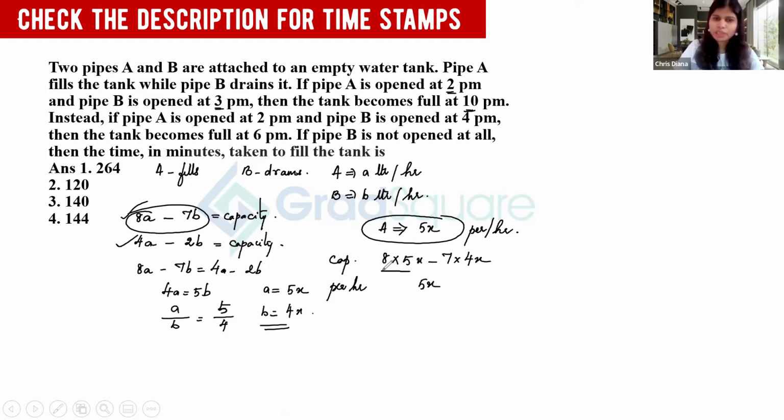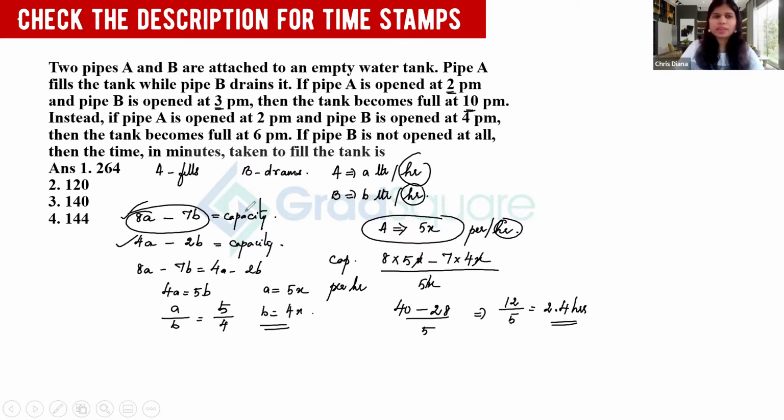To get the total time, you just have to divide these two. So x gets cancelled out. 8 into 5 is 40, 40 minus 7 into 4 is 28, so 28 divided by 5. Since this is 12 divided by 5, which is nothing but 2.4 hours. This is in terms of hours because I have taken per hour only.